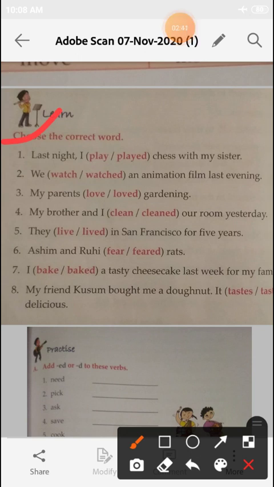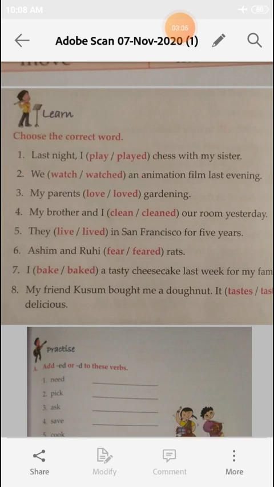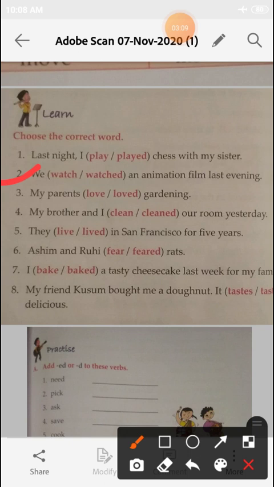Choose the correct word. First, last night I played chess with my sister. The correct word is played because this sentence is showing before the present time. Second, we watched an animation film last evening. The correct word is watched because it is before the present time. This work was done in past time.